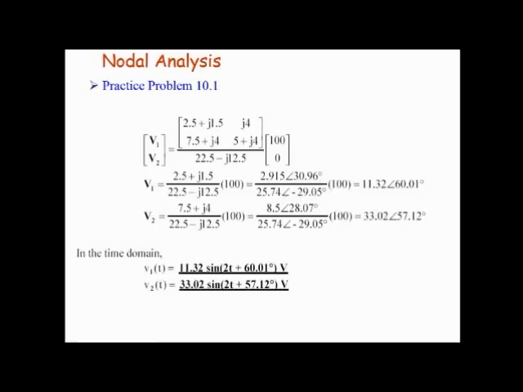Now the final step was to convert the frequency domain into time domain. So the magnitude remains the same, that is, v1 is 11.32 sine 2t plus 60.01 degrees in volts. Similarly, v2 will be 33.02 sine 2t plus 57.12 degrees volts. So after converting into time domain, our work is complete. This is the net answer, or you can say the net voltages at the 2 points v1 and v2.